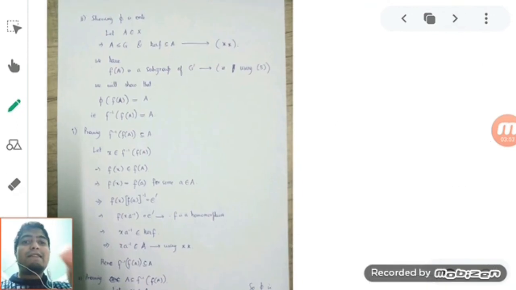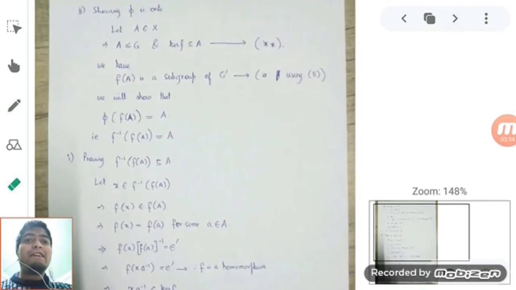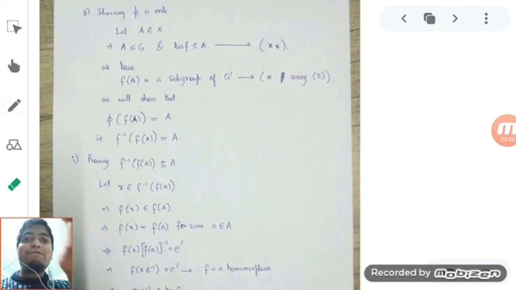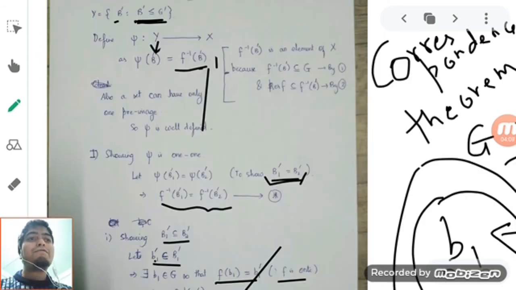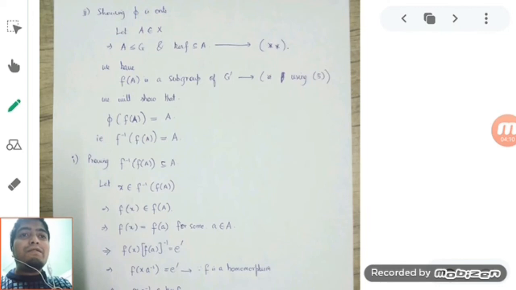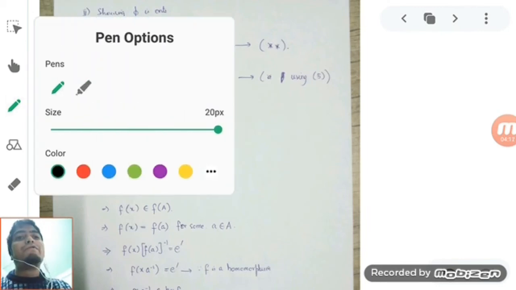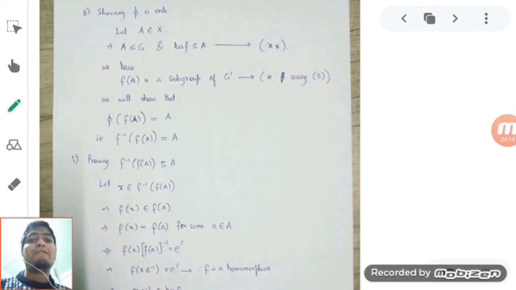The next stage is proving that phi is onto. If you have to show that phi is onto, you take an element of the second set, and you will show that it has a pre-image. So what is the second set? And you have to be very careful, because we are dealing with so many functions. You have f, you have phi, you have psi.